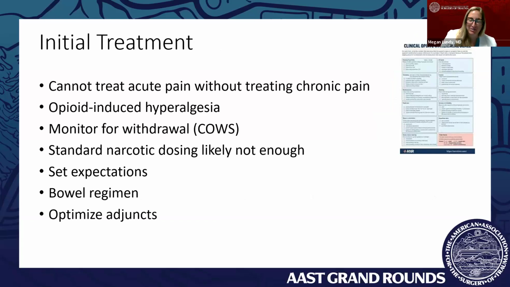If I can impart anything on you during this talk, and like very quickly, you cannot treat acute pain without treating chronic pain. You absolutely need to resume their home pain regimen. And if something about this makes you uncomfortable, phone a friend. But if you do not reorder their home medications, you will be trying to pour acute pain control medications into a giant big empty bucket.